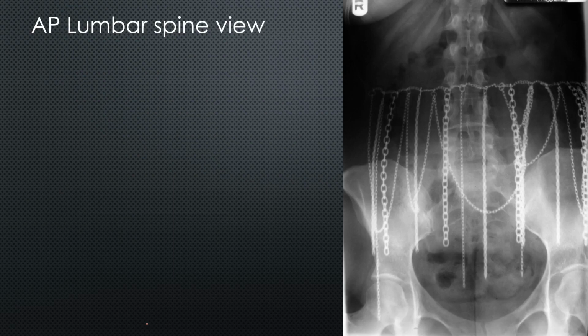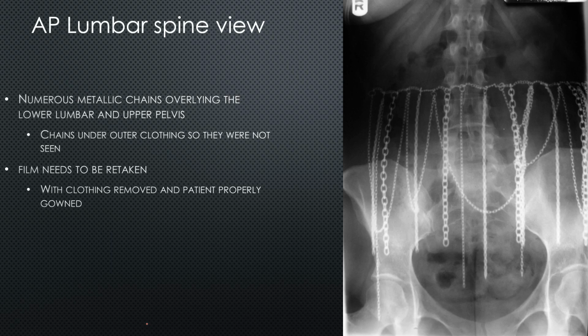So here we have an A to P lumbar spine view. As you can see, this patient has this very nice chain around them, numerous metallic chains overlying the lower lumbar and upper pelvis. Obviously, this patient was not properly gowned, and they failed to tell the tech or the doctor, hey, I have this chain around my waist, I should remove this. So obviously, this film needs to be retaken.